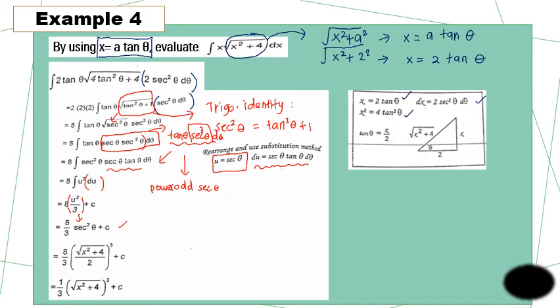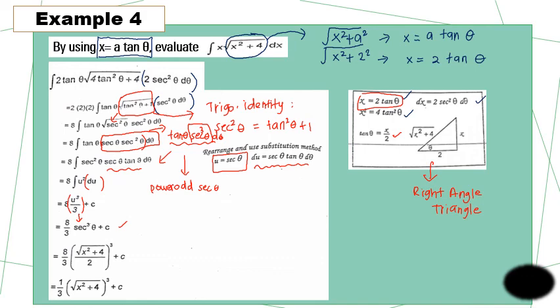In terms of x, so we have to find the value for theta. So okay, we use the right angle triangle. From this substitution, x equal to 2 tangent theta. So tangent theta equal to x over 2. Then we sketch the right angle triangle. So x over 2, the opposite over adjacent. Then we find the hypotenuse, so square root of x squared plus 4.